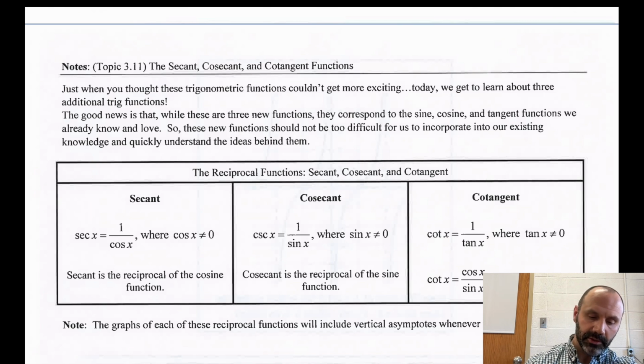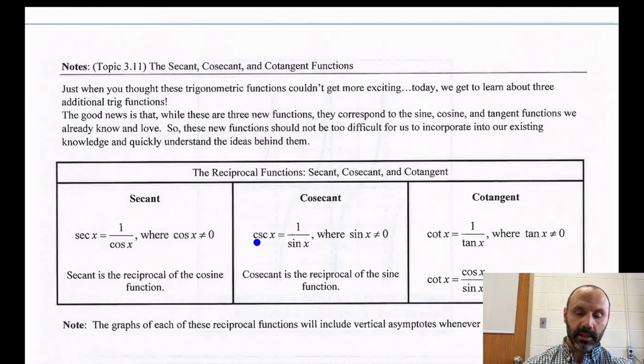Okay, so you can see the first one here, secant. Secant is equal to 1 over cosine of x. It's just that these functions get enough usage that they get turned into their own function. They get their own name. And so secant is the reciprocal of cosine.